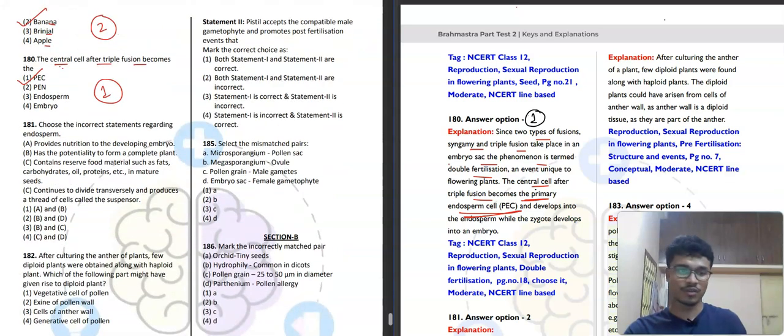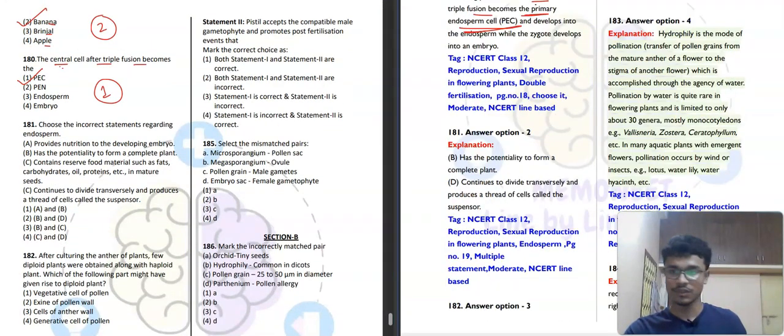Moving towards the next question, 181. It says choose the incorrect statement regarding endosperm. A, it provides nutrition to the developing embryo. B, it has the potentiality to form a complete plant. C, it contains reserved food material such as fats, carbohydrates, oil, proteins, etc. in mature seeds. D, it continues to divide transversely and produces a thread of cells called suspensor.